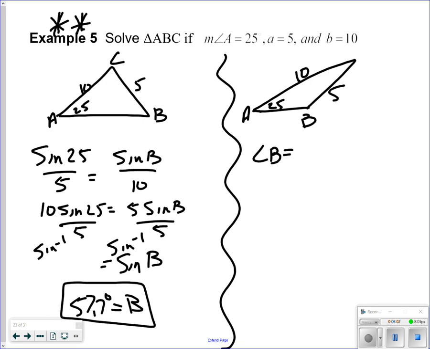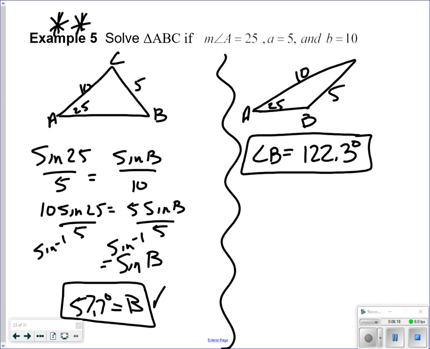Angle B in the second triangle is always the supplement. For those of you who don't remember, supplement means adding up to 180. So if angle B is 57.7, then angle B in the second one is 122.3 because it is the supplement to the angle B. So the first triangle's angle is the supplement to the second triangle's. Now they are two completely separate questions.